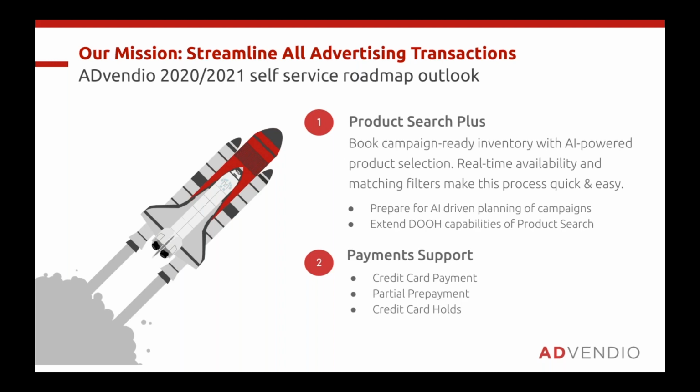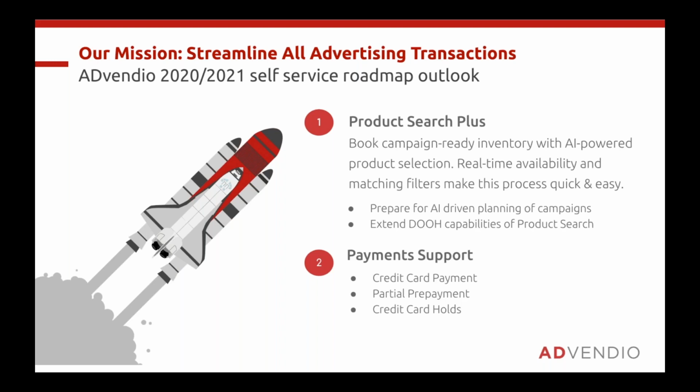The first thing that we're going to focus on in particular is Product Search Plus. So we want to enhance digital API-driven planning of campaigns by building on what we've already done in 2019, in particular extending the digital out-of-home capabilities of Product Search Plus, putting that very simply for everyone to understand, as opposed to throwing jargon and fancy words. By doing this, we basically want to make campaign booking as quick and simple as possible, using real-time availability and matching filters to enable AI-powered product selection. Just to make it very straightforward, very simple.